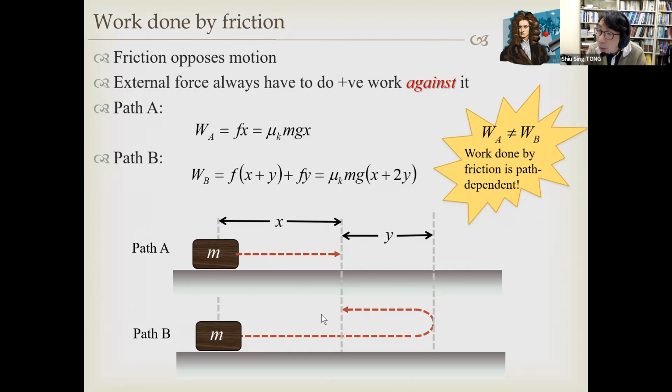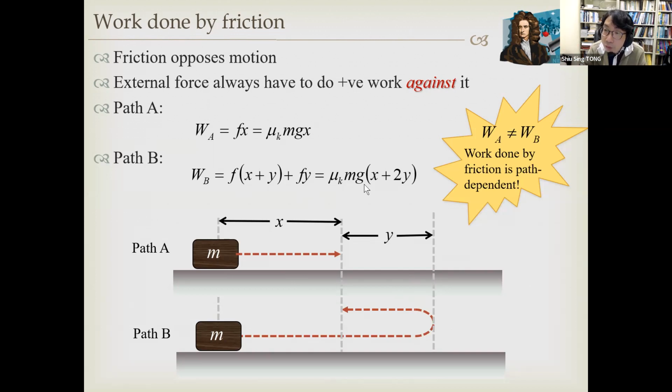Now I move back, okay? But the frictional force has a property. The frictional force always opposes the sliding motion. So it always opposes the external force. So in order for me to overcome it, I always have to do a positive work against it. Even if I move back, I still have to apply external force to oppose the friction. And in doing so, I do a positive work against it. So the additional work that I do along the second path will be Fy.